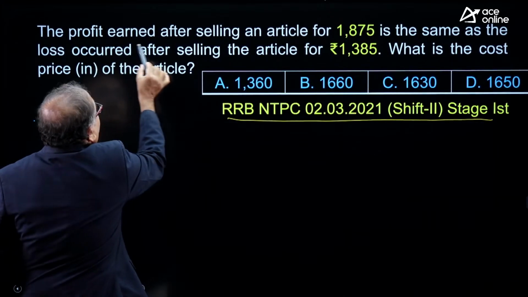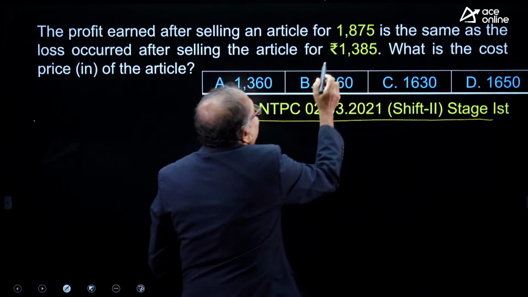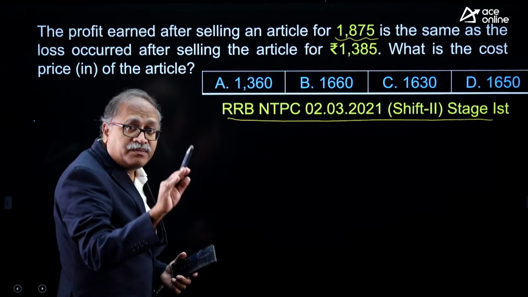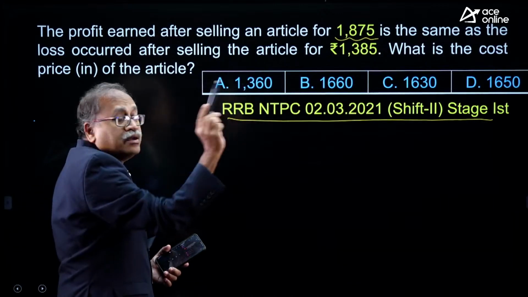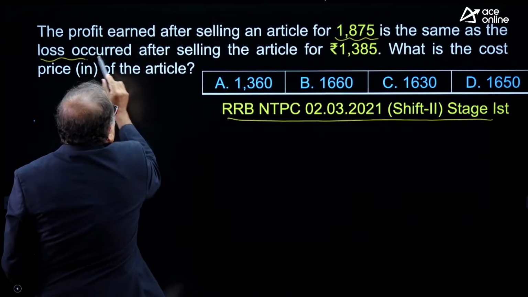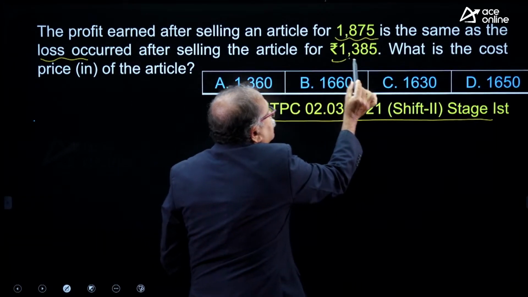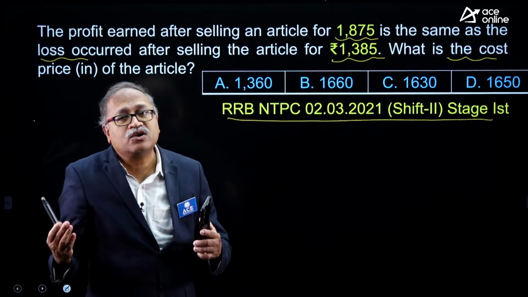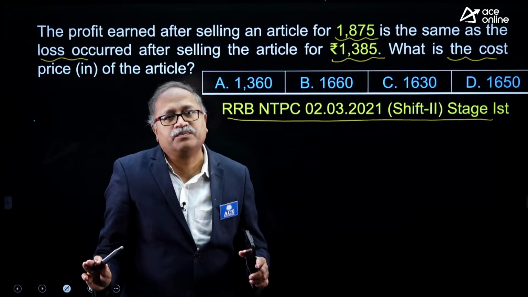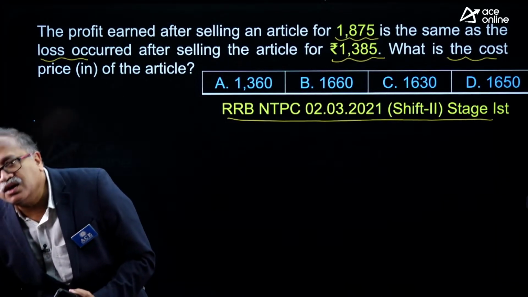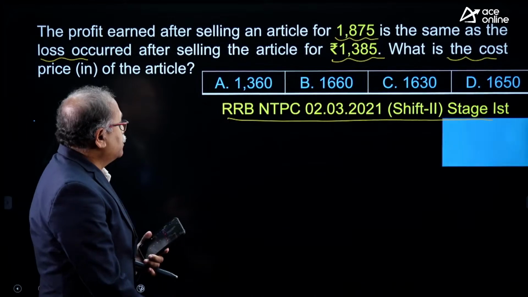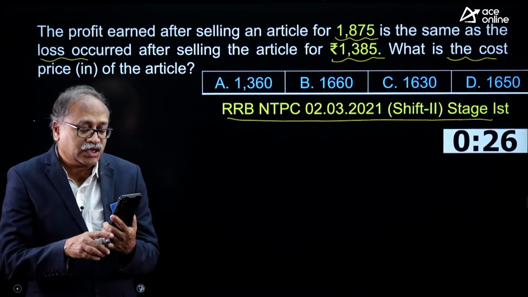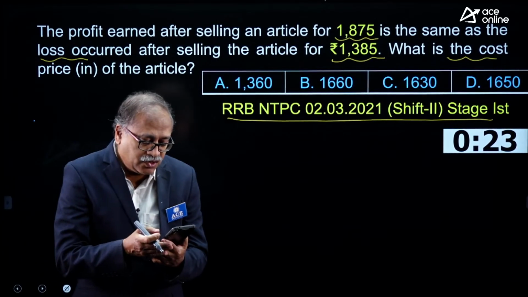The profit after selling an article for rupees 1875 is the same as the loss incurred after selling the article for this much. What is the cost price? Very commonly asked question, very common in profit and loss. So, you need hardly 5 to 6 seconds after reading the question. I am giving 30 seconds. Come on, my dear friends. Check your speed. Check your speed.